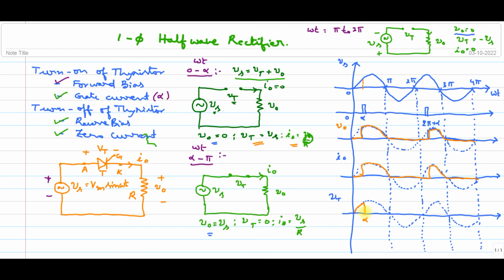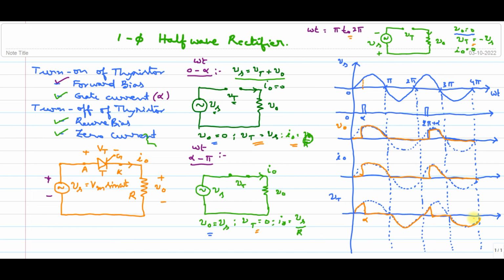So after alpha, what will happen? After alpha to pi, Vt equal to 0. Okay. Up to pi, I am 0. Next, omega t pi to omega t equal to pi to 2 pi. What will happen to Vt? It is minus Vs. So this is minus Vs. So it is like this. That's all. Okay. Later again the same cycle continues up to 2 pi plus alpha. It is following Vs. After that it will be 0, and after that it will be minus.